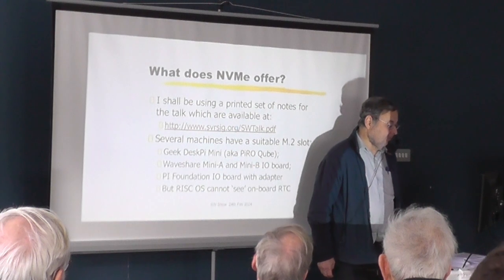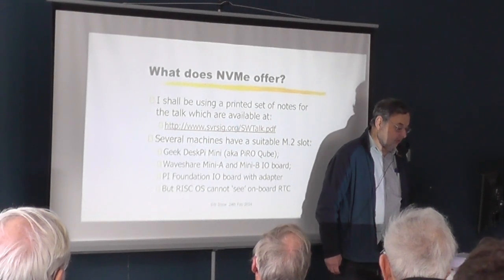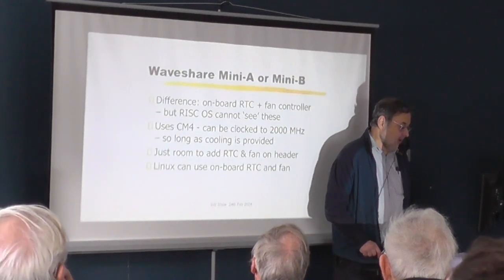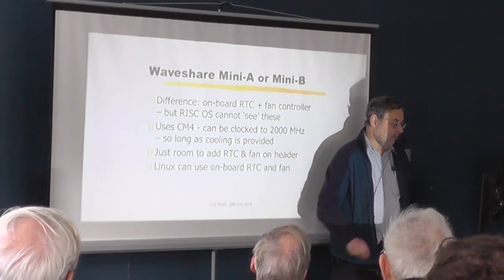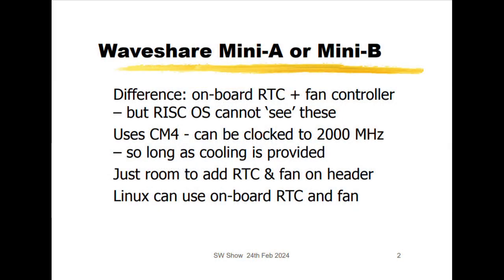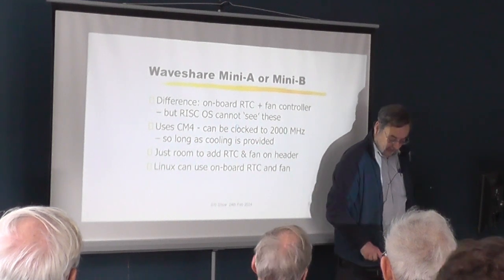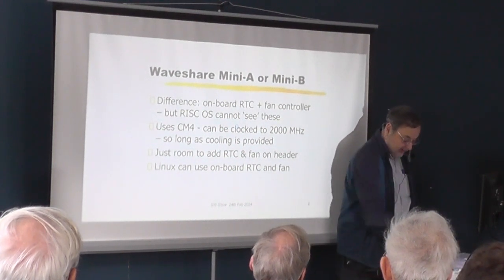On all of those boards, RISC OS cannot see the onboard real-time clock, so you have to add one. You can't see the onboard real-time clock and fan controller because they're on a separate bus that RISC OS doesn't look at. They all use the Compute Module 4, which can be clocked to 2 gigahertz, as long as you've got some sort of cooling. And you've got just room, and it really is squeezed in, to add the real-time clock and the fan on the header. But Linux can use the onboard real-time clock and fan, which is underneath.